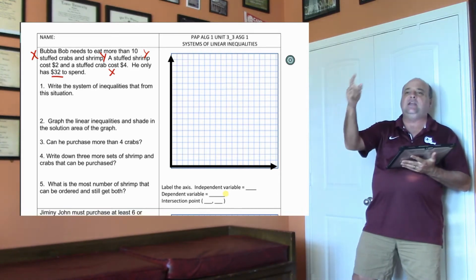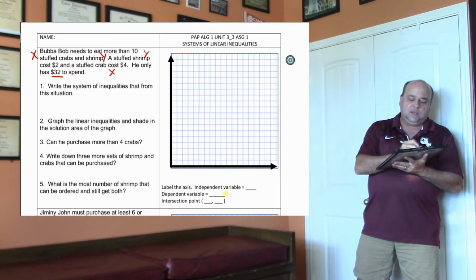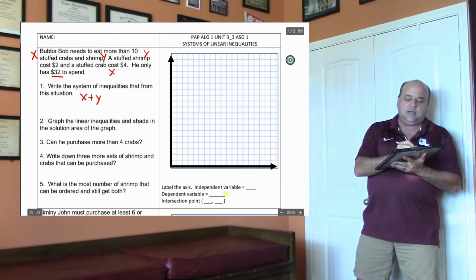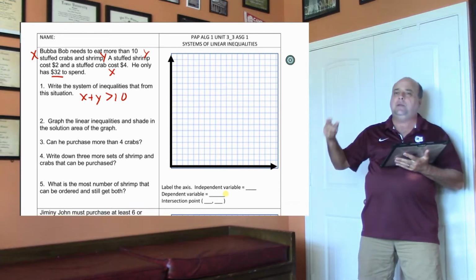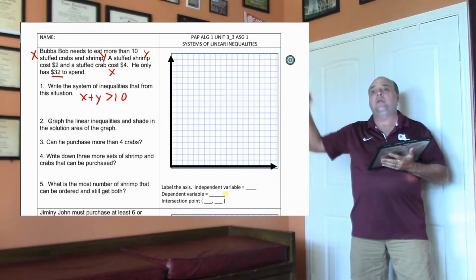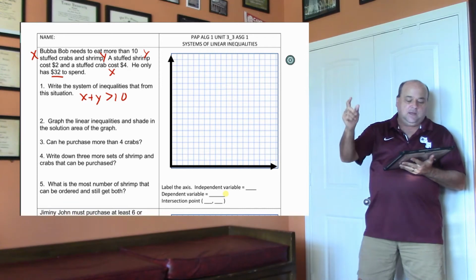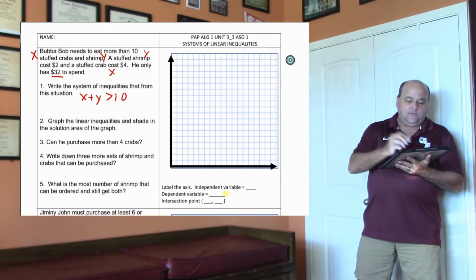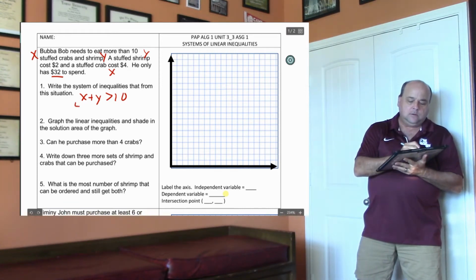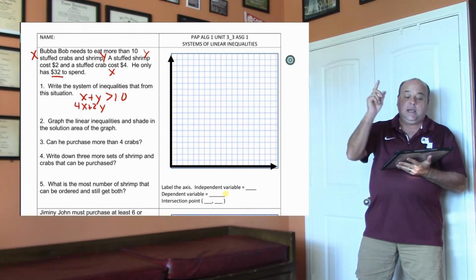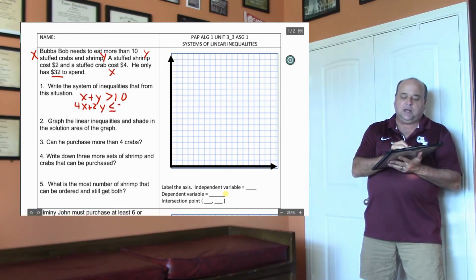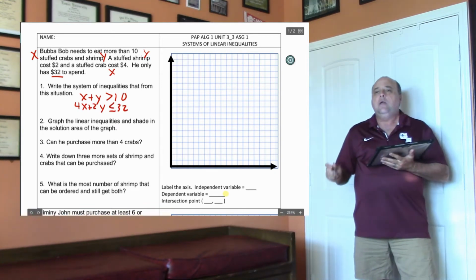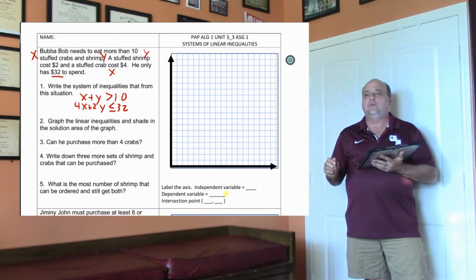So he needs to eat more than 10 of them, right? So X plus Y, the shrimp and the crabs, has to be more than 10. And then we're going to have 4X plus 2Y has to be, he only has $32. So it can be 32, but it has to be less than or equal to 32. So we need to graph both of those lines.